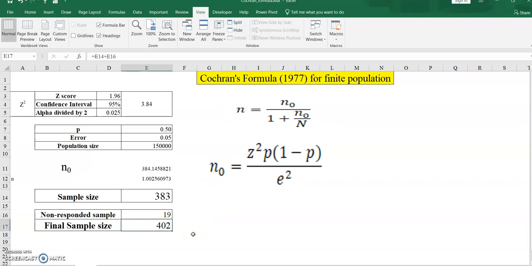But sometimes in the case of a large sample, there is a chance of an unlucky sample. So you should take care about your sample size. This is the formula of Cochran given in 1977.